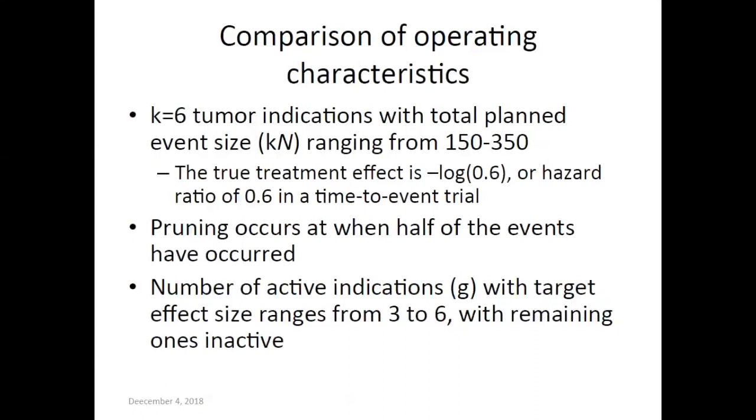We're going to assume that there's six tumor indications with a hazard ratio of 0.6, meaning you say take survival from 6 months to 10 months on the experimental arm. Pruning occurs when half of the events have occurred, and we assume that the number of active indications out of the six, which we call G, ranges from 3 to 6.